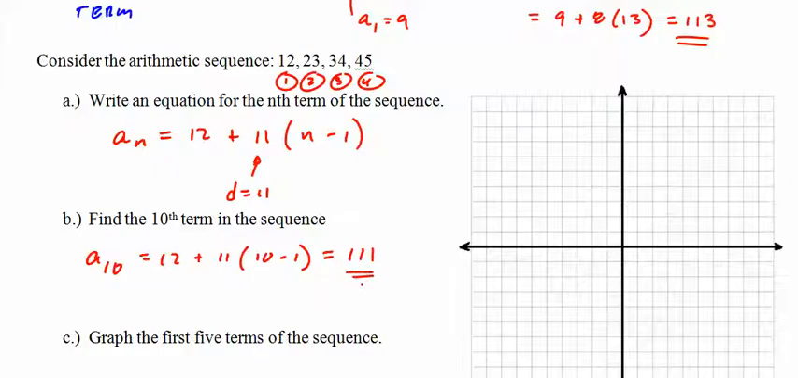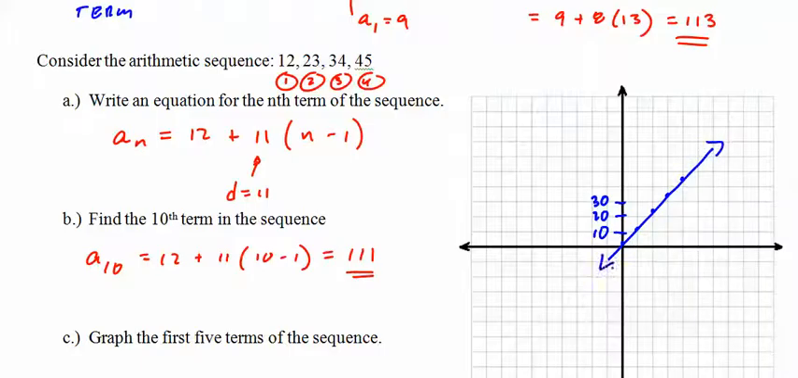And graph the first 5 terms. So this is how I had to set it up to graph it. I have to know what the terms are. Term 1 is 12, which I'm going to put right here. We're going to go up by tens. Term 2 is 23, about there. Term 3 is 34, about there. Term 4 is 45, about there. Term 0 would be a little bit bigger than that.